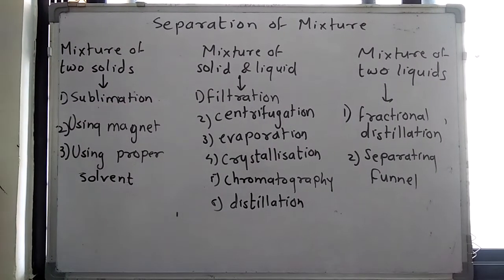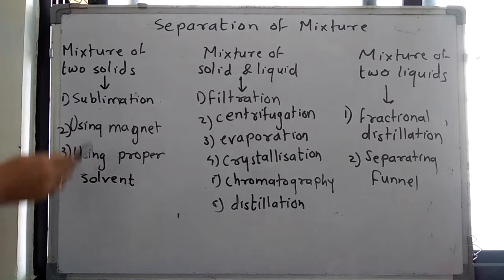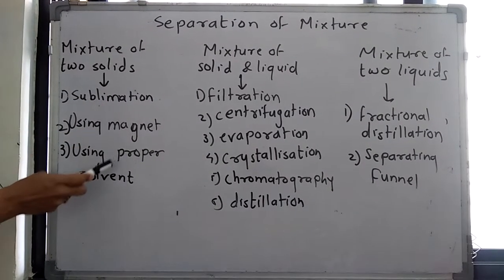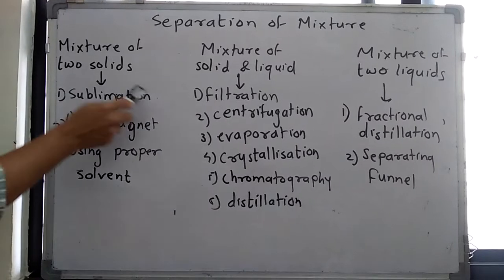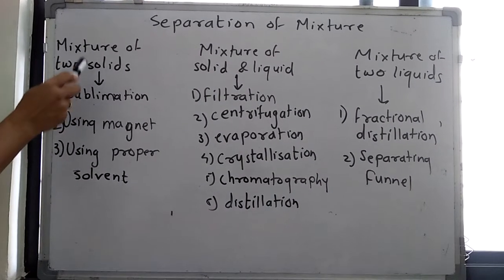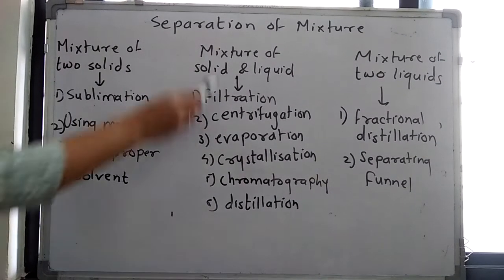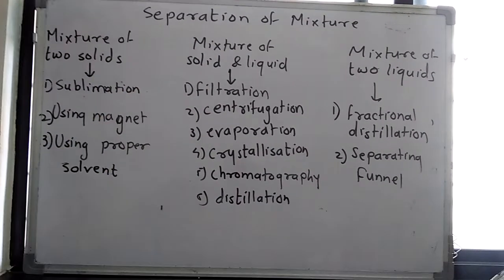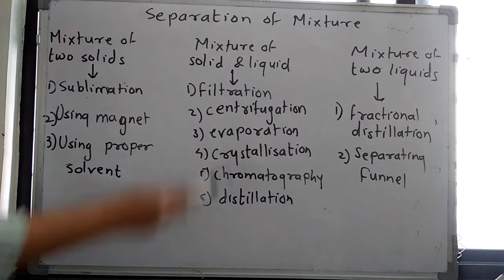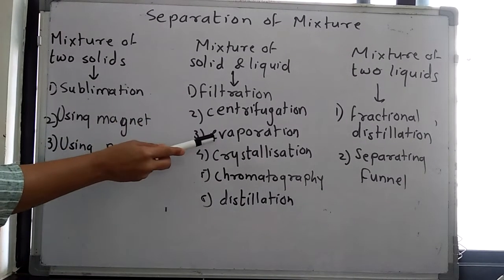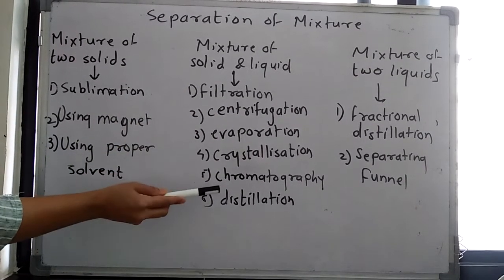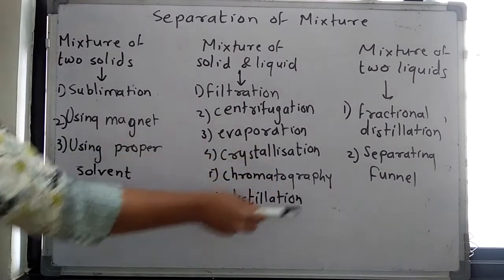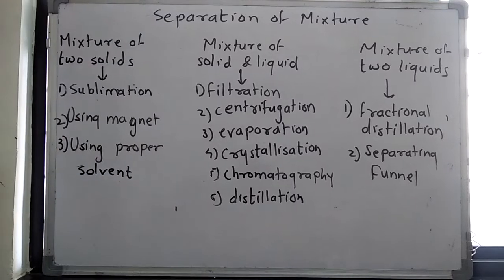So how can we separate mixture of two solids? There are three ways: by sublimation, using magnet, and using proper solvent. By using these three ways, we can separate the mixture of two solids. Now mixture of solid and liquid. There are 6 methods to separate the mixture of solid and liquid: filtration, centrifugation, evaporation, crystallization, chromatography, distillation. By these 6 ways we can separate solid and liquid from its mixture.